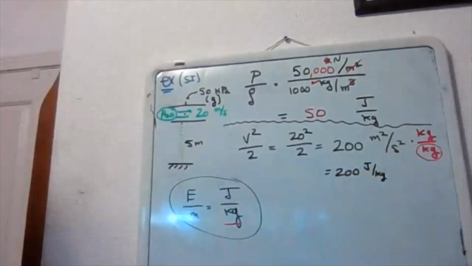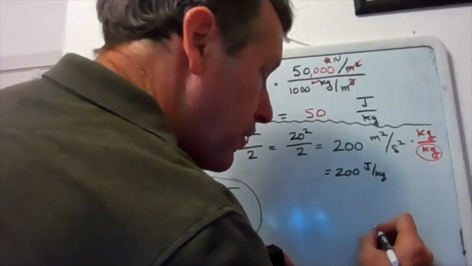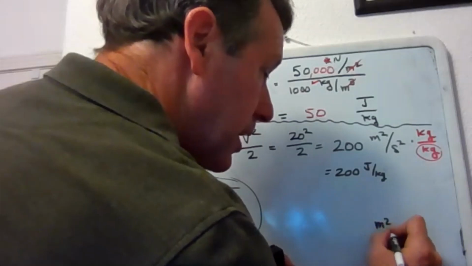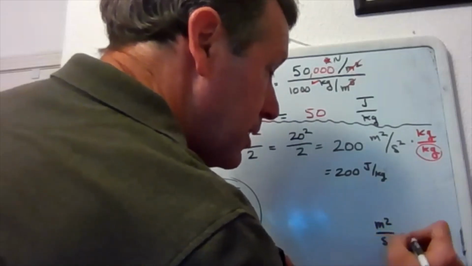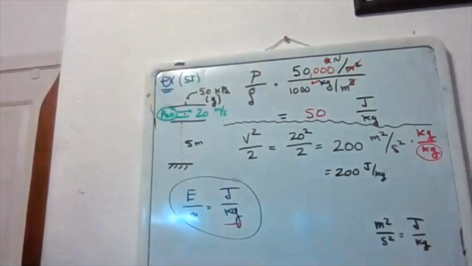And a note you might want to make for yourself, it might be worth putting on your note sheet, that a meter squared per second squared is equivalent to a joule per kilogram.